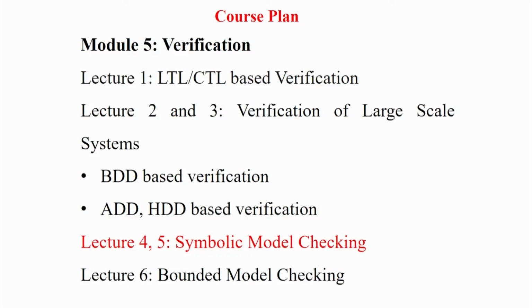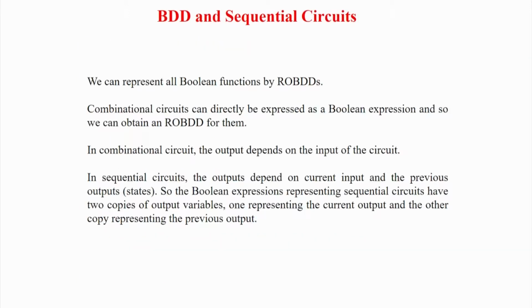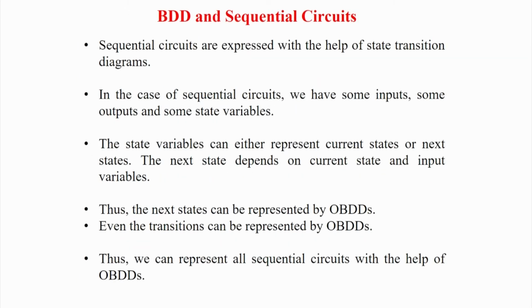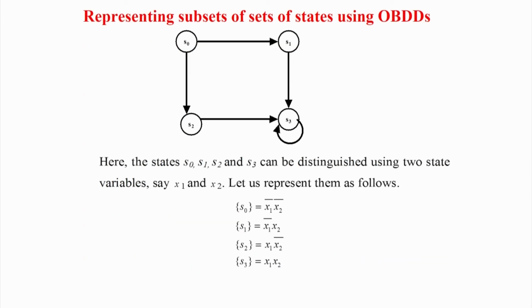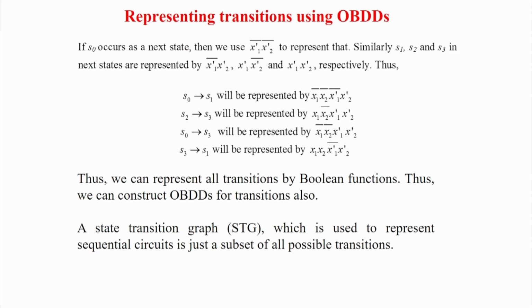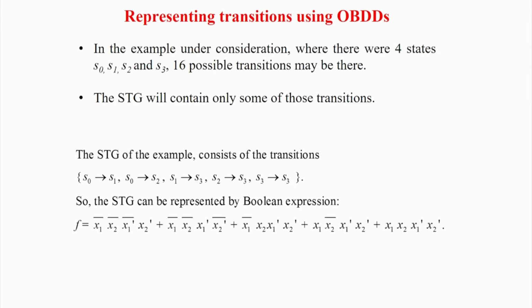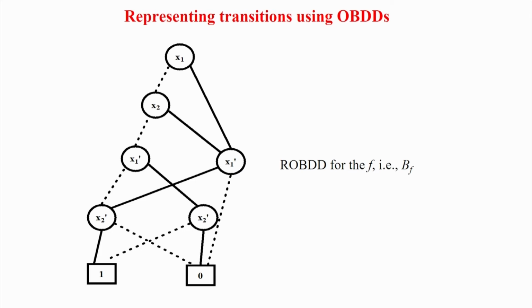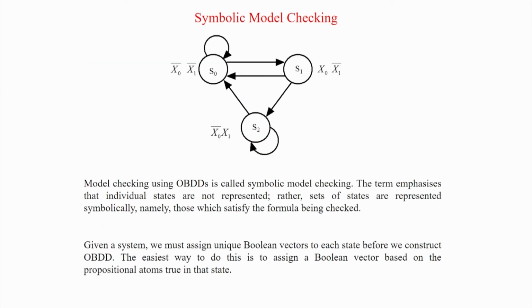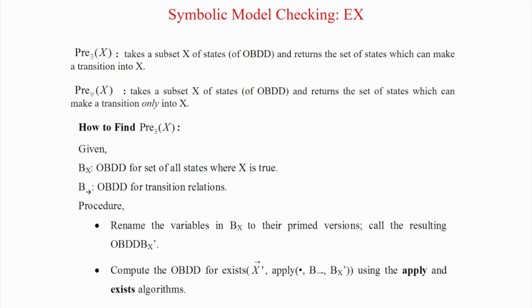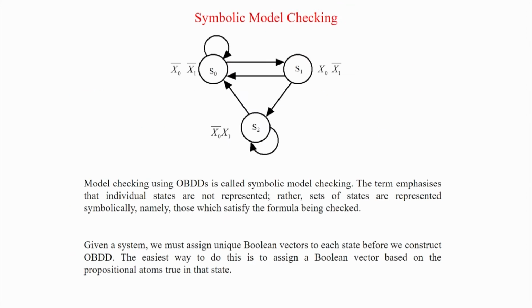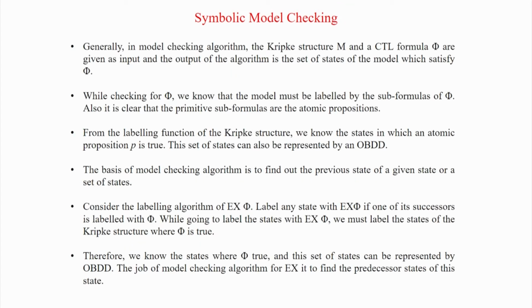In the first lecture, that is lecture number 4, we quickly covered how BDDs can be used to represent sequential circuits, basically the states, and then how transitions can be represented, and there is some kind of ROBDD which represents the states, substates of states and the transition relation. Then we went to symbolic model checking, in which we gave you an idea, by taking a Kripke structure, of how this model is represented in terms of BDDs.